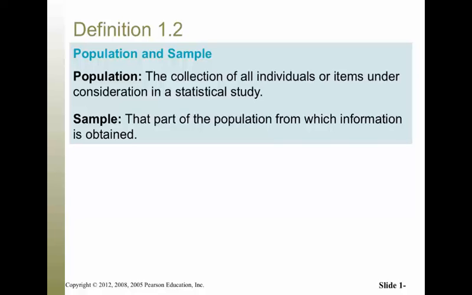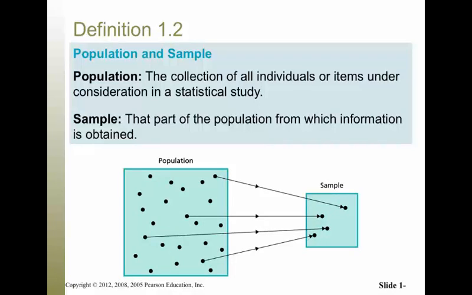Okay, so then let's talk about some more definitions. Population and sample. A population is a collection of all individuals or items under consideration, and a sample is a part of that population from which we're going to get information. So here's a visual. Population is all the items or individuals, and then a sample is some of those. What we're going to do is use that sample to gain information about the population.